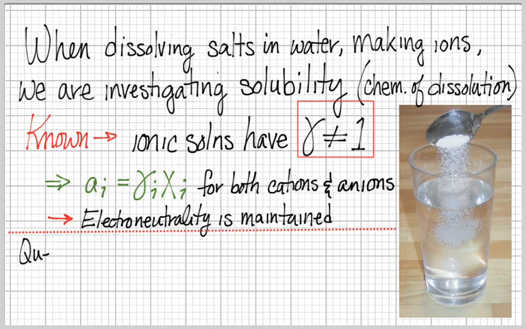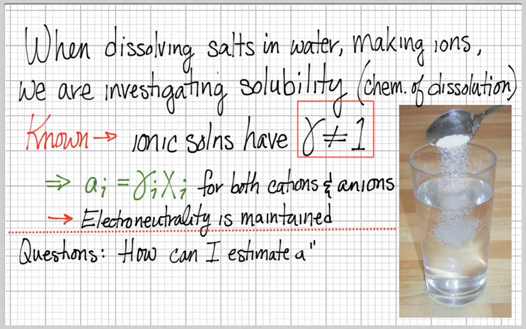Now, as we move forward, we're going to be really focusing on 2 questions. The first one is going to be how can I estimate the activity coefficients as a mean value of activity coefficients for both cations and anions. It's effectively how do we simplify the use of activity coefficients when we're trying to find the chemical equilibrium between a salt and its dissolved ions.